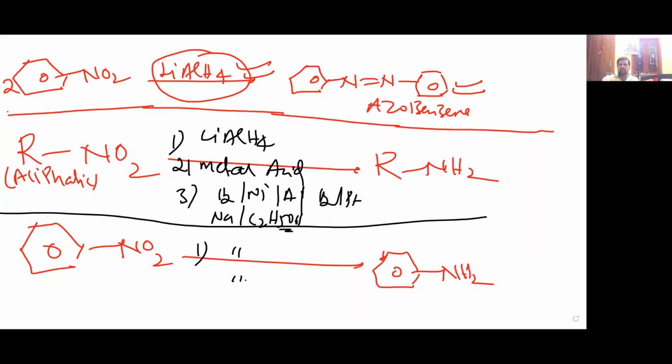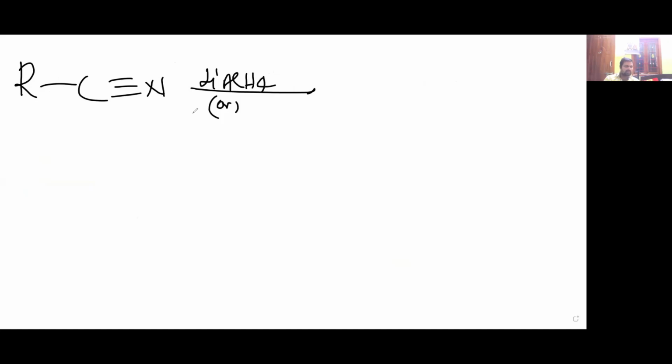So the next, from cyanides, what will happen? Please keep remember, when cyanide, R C triple bond N, is treated with LiAlH4, please keep remember all these reactions are called reduction reactions. This is also treated with Na/C2H5OH, and another thing, H2/Ni. From these, LiAlH4, Na/C2H5OH, H2/Ni, 4 hydrogens are coming.